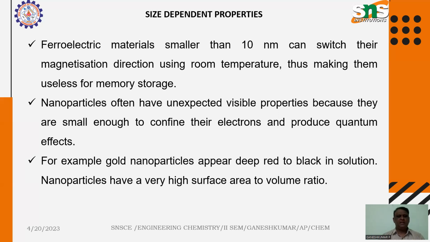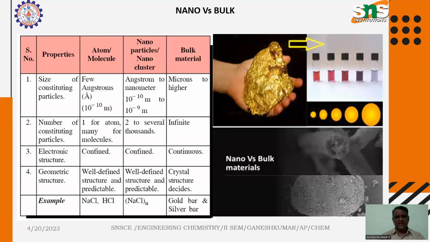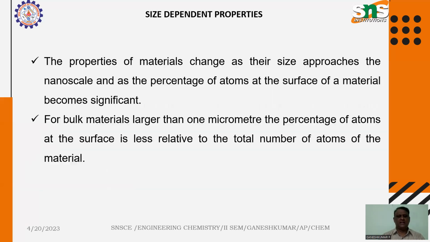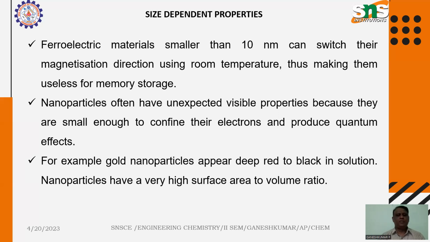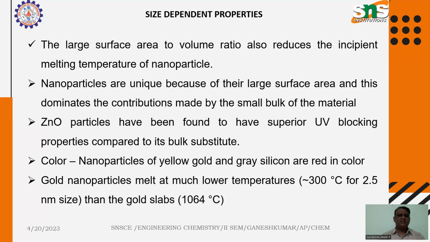As I told you in the example, the bulk gold is yellow color and the nano gold looks red color. So it shows a different optical property. This is due to the high surface to volume ratio. And the large surface to volume ratio plays a very important effect in the melting temperature of a nanoparticle. See, the gold nanoparticle melts at a much lower temperature, approximately 300 degrees Celsius at 2.5 nanometer size. But a gold bulk material melts at 1064 degrees Celsius.